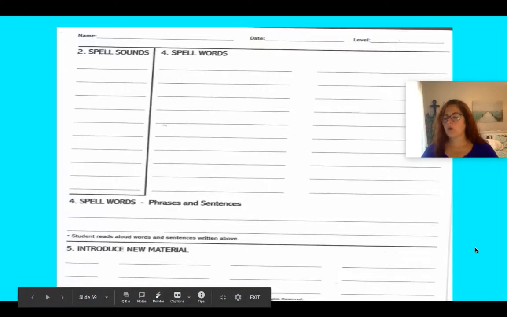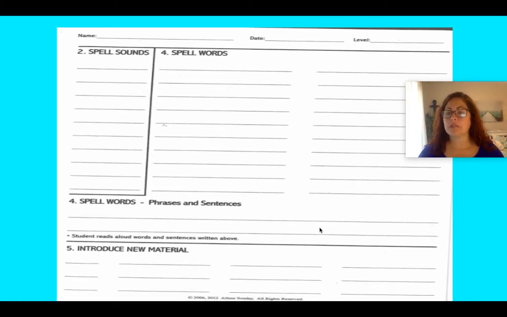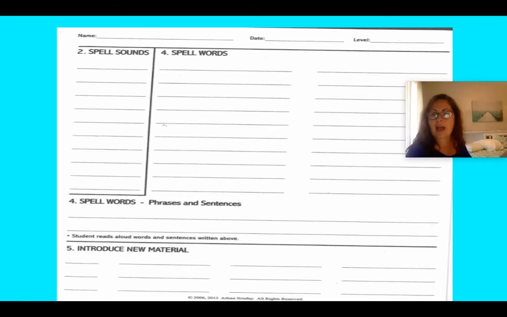Okay, now we're on to the spell words, phrases, and sentences section. I'm going to dictate some sentences. The learner is going to tap the words on each finger of the sentence. So they're going to repeat the sentence, they're going to tap one word per finger, and then they are going to write the sentence. So for example, the cat ran.